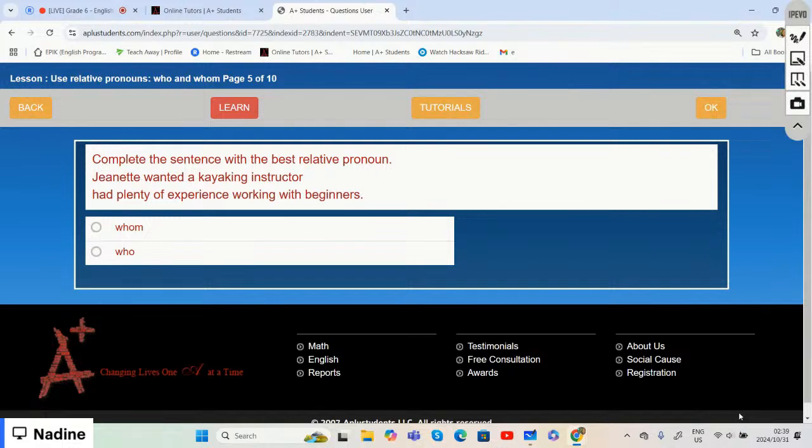All right. It says Janet wanted a kayaking instructor. Do we say whom had plenty of experience working with beginners or who had plenty of experience working with beginners? Which one is the correct one? Whom or who had plenty experience with working with beginners?